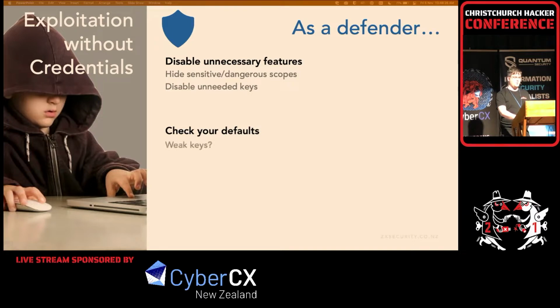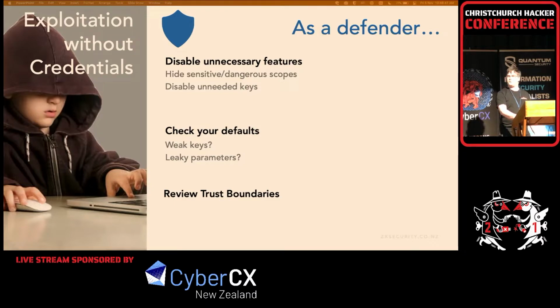Check your defaults as well. Like I mentioned before, there was an identity provider I saw that was using 512-bit RSA keys by default. Check those defaults, make sure they're set to strong, proper values. And again, look at those leaky parameters as well. Sometimes that state header can leak some really weird and interesting stuff.